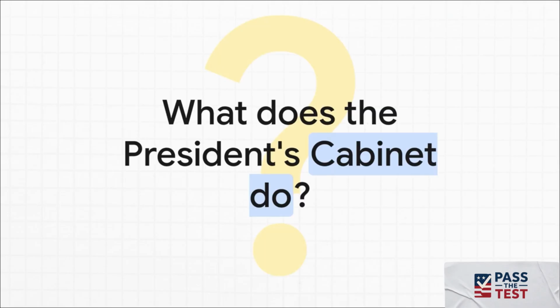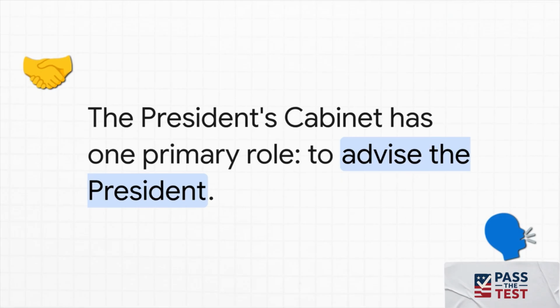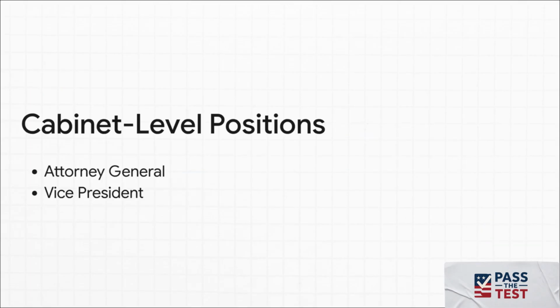Now, the president has a whole team of top advisors to help out, and that brings us to our next question. What does the president's cabinet do? It's a pretty straightforward but incredibly important job. The president's cabinet advises the president. These are the experts that give the president guidance on all sorts of huge national and international issues. So, can you name 2 cabinet-level positions? There are quite a few, but 2 great examples are the Attorney General and the Vice President.